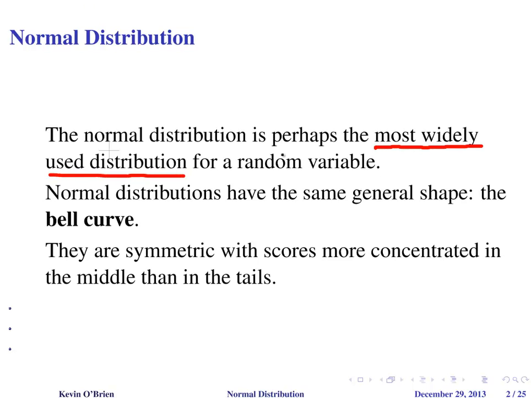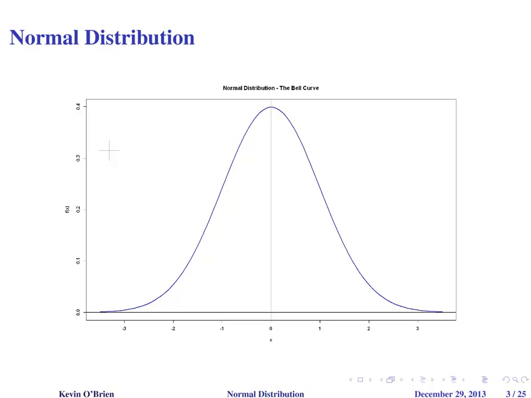Now, an important matter to look at in the short term, in the media right now, is the bell curve. Essentially, the normal distributions have the same general shape, and we call this shape the bell curve. And they are symmetric with scores concentrated in the middle around the mean. So this is the bell shape, the bell curve, and you could tell pretty quickly why it's called the bell curve, because this is the general shape. It's sort of like that.